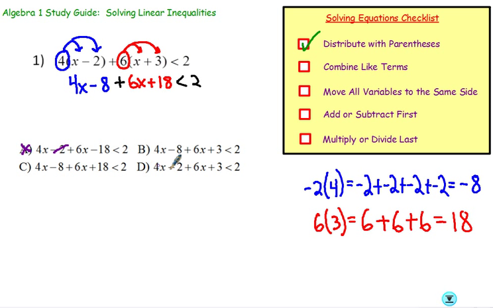I look over at D, I see the same thing, 4x minus 2. I'm like, well, it's not that. Now, between B and C, they both have a 4x minus 8 and a 4x minus 8. Let me look at the rest of what I have here. I've got 6x plus 18, 6x plus 3. No, it's supposed to be 18. And then, oh, there's my 18. So the answer would have to be C, right?